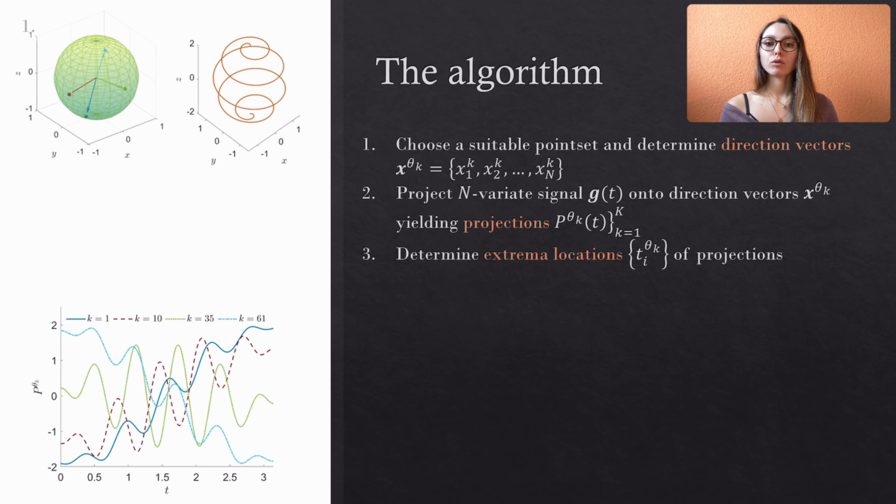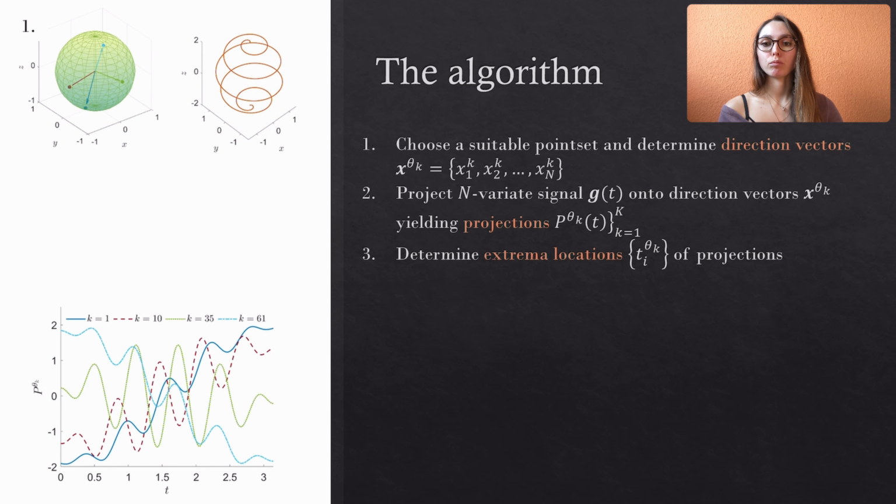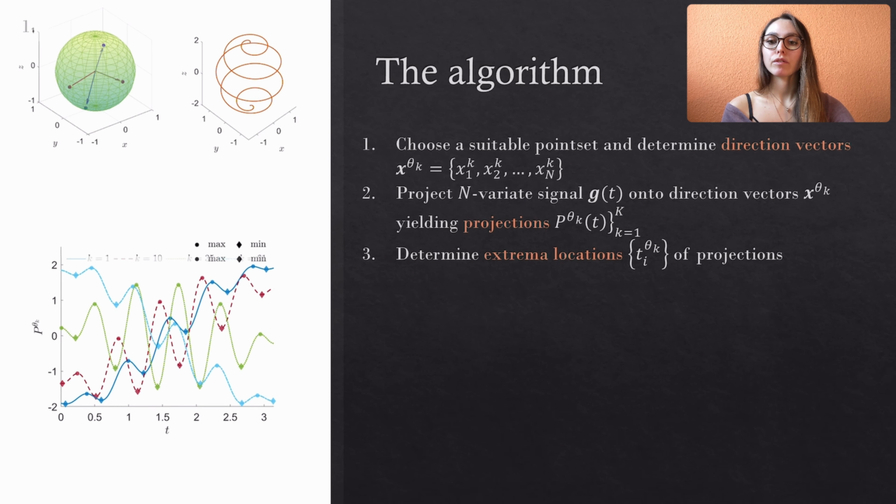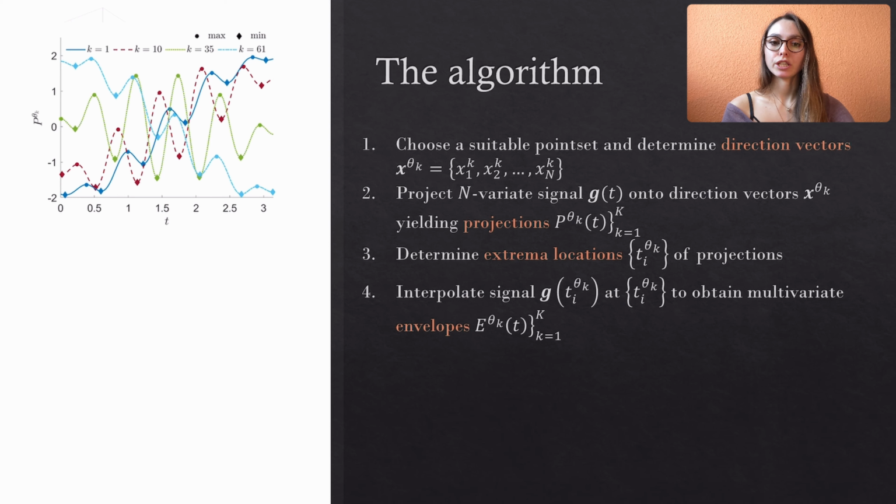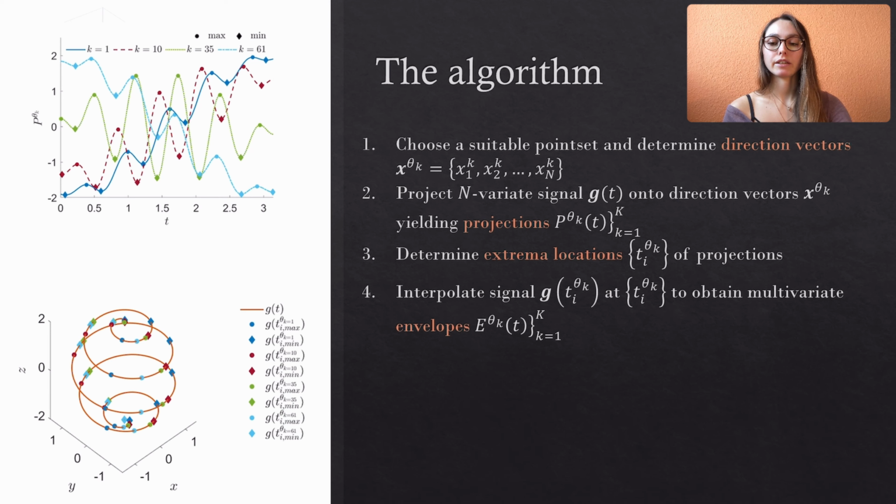Next, we can detect the locations of extrema inherent to our projected signals. I have marked them for the 4 exemplary signals in the figure. Then, and this is really important, we do not use the extrema values of the projected signals. Instead, we use the values of the original multivariate data G at the locations of the extrema of the projected signals. For the exemplary projection directions, the extrema locations are found at these positions of the original data.